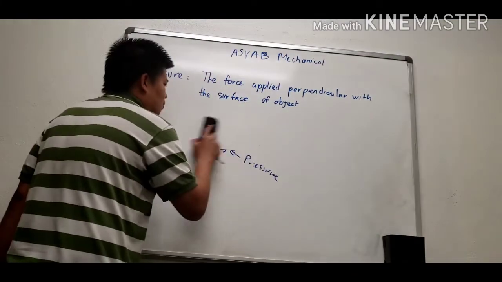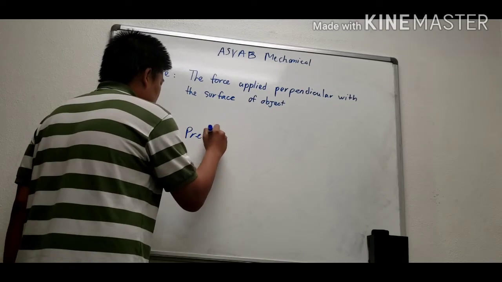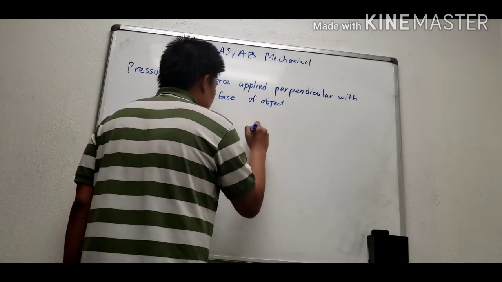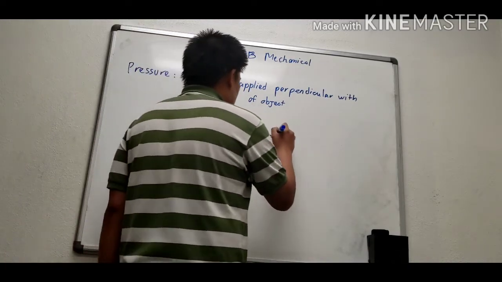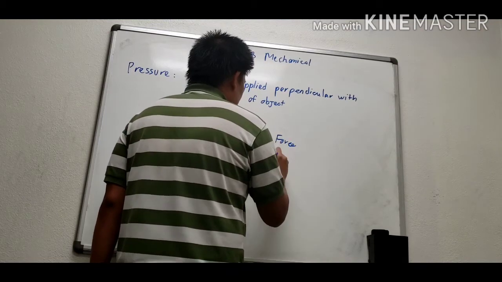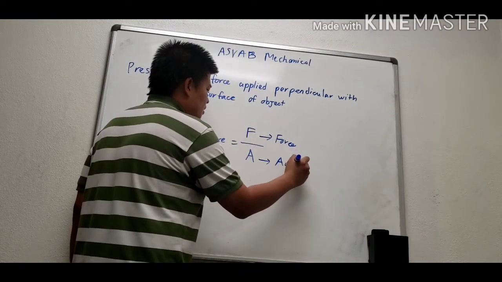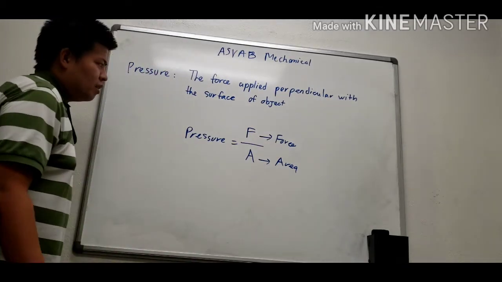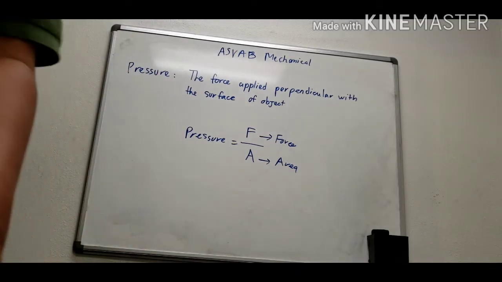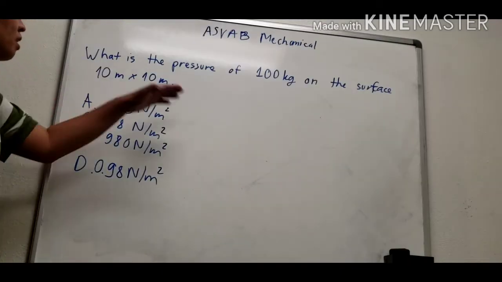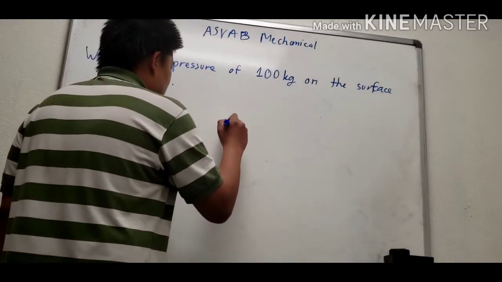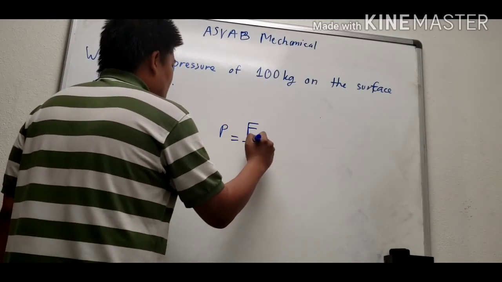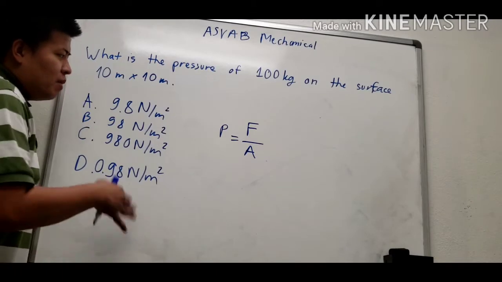So the formula for the pressure: F is the force, A is the area. So we have the formula, the pressure P is F divided by A. We ask, what is the pressure of 100 kilograms on the surface 10 multiplied by 10? We have P equal to F divided by A. That is the basic formula.